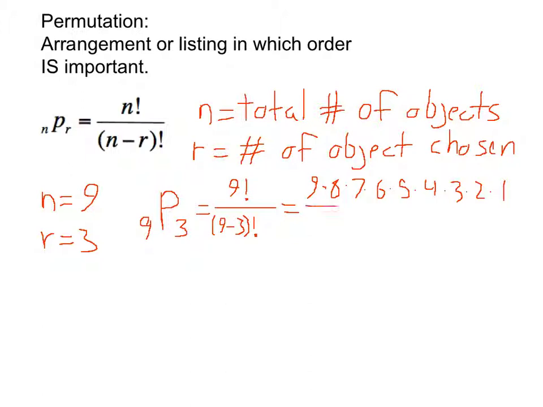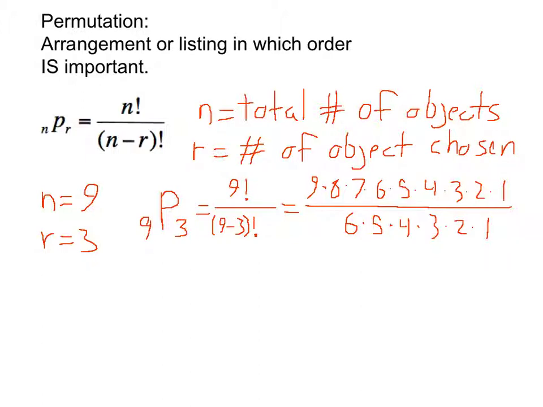On the bottom, when I simplify inside the parentheses first, 9 minus 3 is 6. So 6 factorial will just be 6 times 5 times 4 times 3 times 2 times 1. Factorial just means start at some integer, multiply that integer times every integer less than it, all the way until you get to 1. 9 factorial is 9 times 8 times 7 times 6 times 5 times 4 times 3 times 2 times 1. Now what's nice here is that things will cancel out for me.